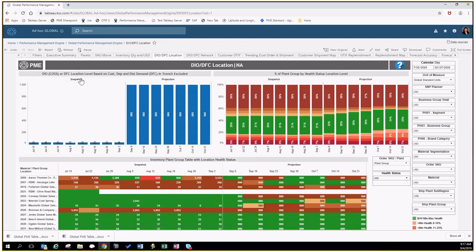But anyway, the one on the left is the DIO and the one on the right is the DFC. And COGS stands for cost of goods sold. What the cost of goods sold is, we keep track in our finances of when we sold this product, this inventory, how much did we sell it for? So in other words, what value did we get back for this product?